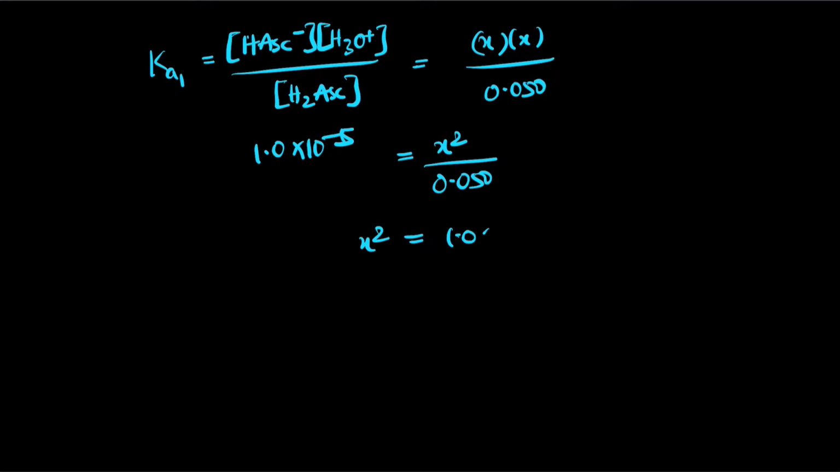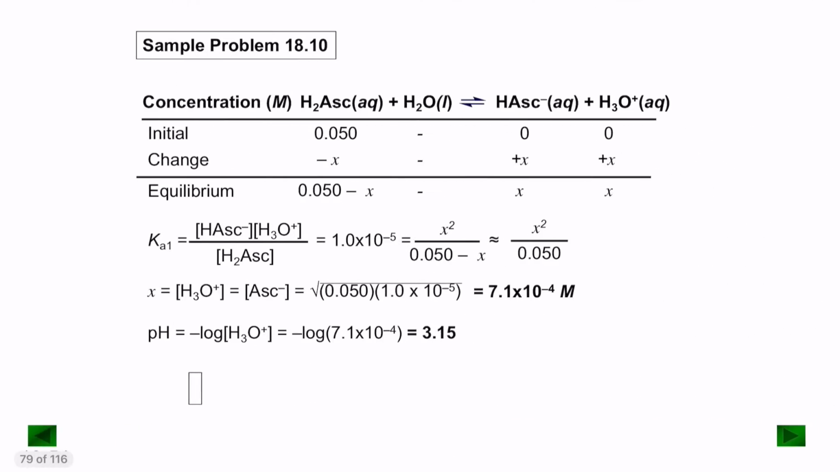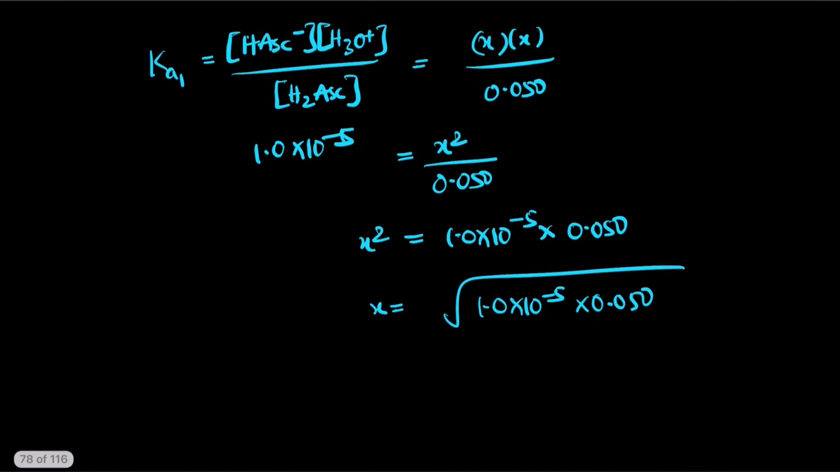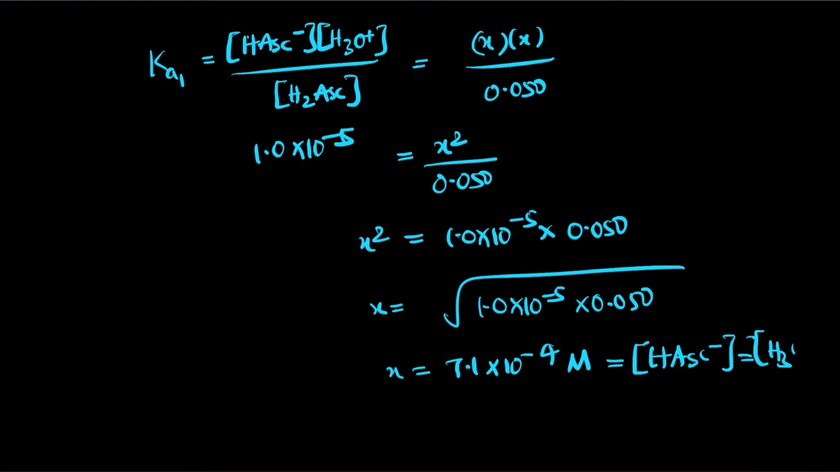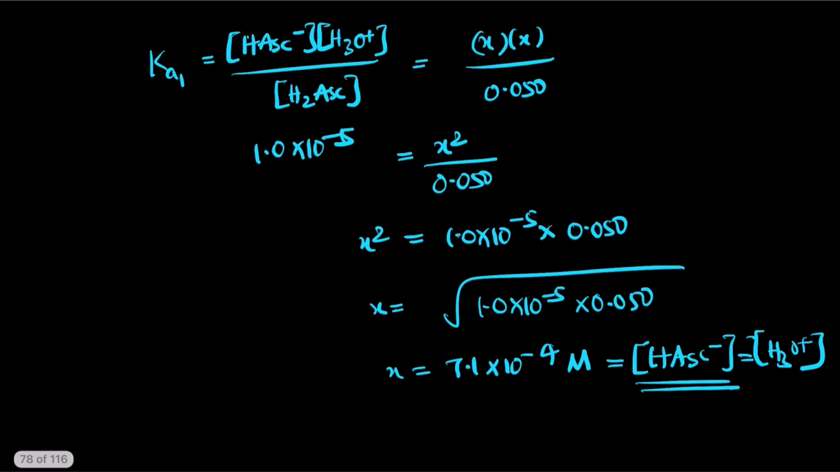So x squared becomes 1.0 times 10 to the power negative 5 times 0.050. So x becomes the square root of 1.0 times 10 to the power negative 5 times 0.050. Now this value of x becomes 7.1 times 10 to the power negative 4 M, which is also equal to the concentration of HASC minus and also equal to the concentration of H3O plus. Now notice that this is the concentration for the second part of the acid. For the second reaction, we need the concentration of HASC minus. Now write down the reaction table for the second part of the acid.